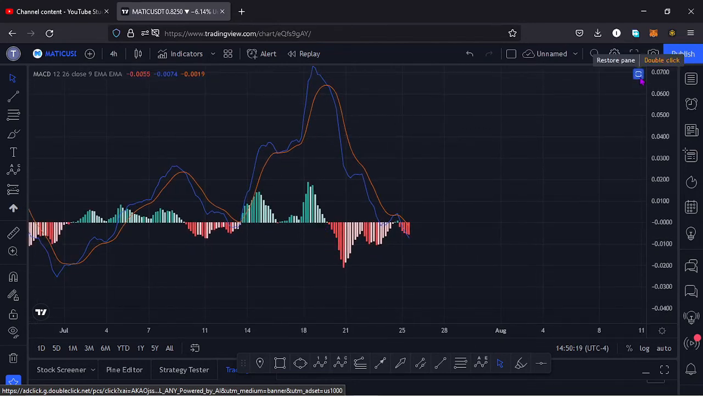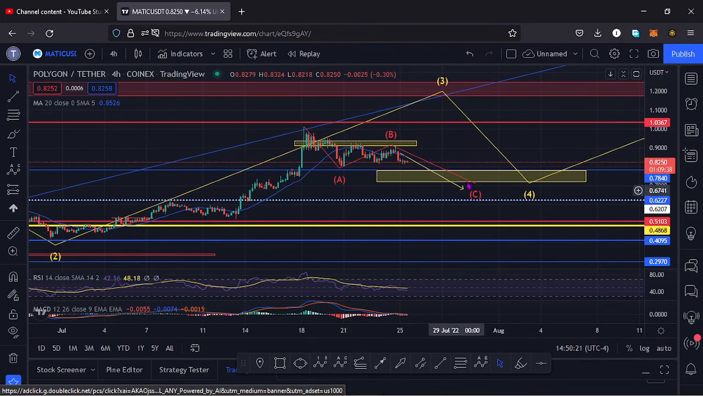So let's be patient and see how that plays out, whether we are going to get into this yellow target and then find a reversal to the upper side, and I'll keep you updated.